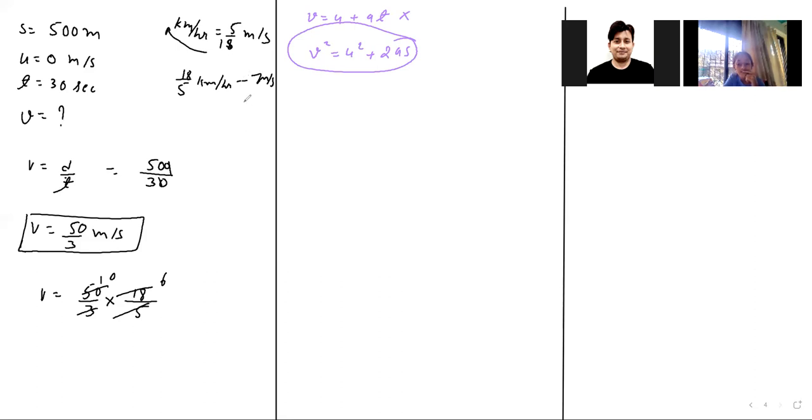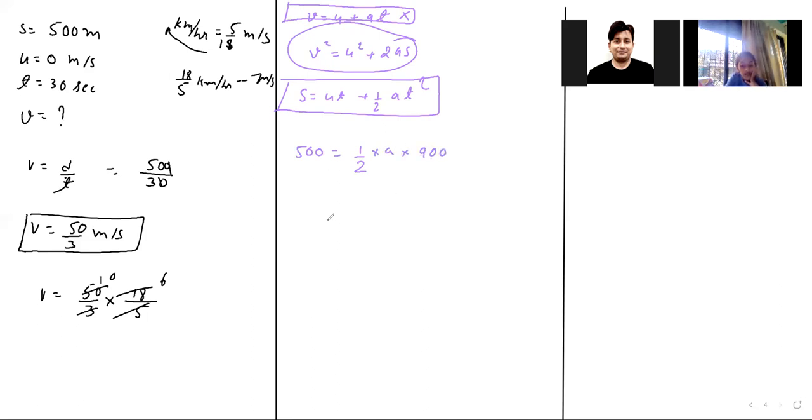Moving ahead. S is equal to ut plus half at square. Can I calculate acceleration from this? I am doing all this because you should understand why we did not do it that way. So let's find acceleration. This is 500 they have given. This is half, this is a, and t square will be 900. 30 square will be 900, right? So these two zeros will cancel with these two zeros. Now this will get multiplied to this. So a will be 10 by 9.